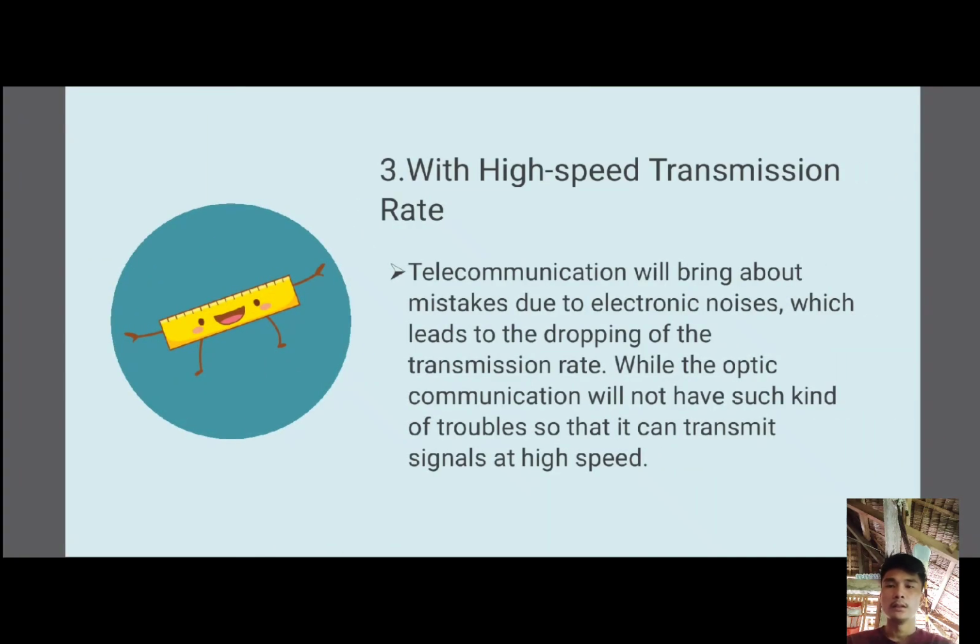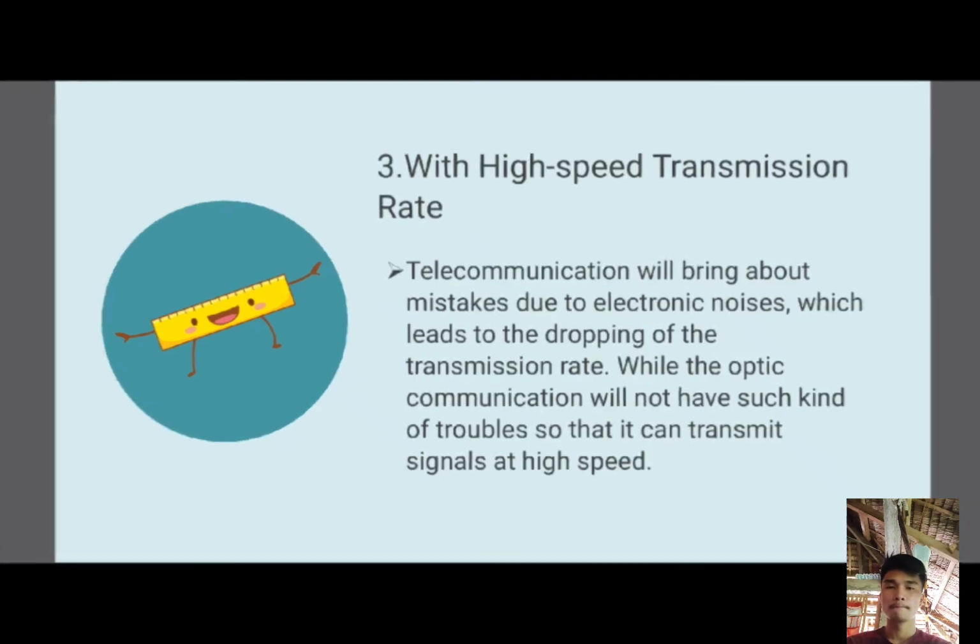Next is the high speed transmission rate. Telecommunication will bring about mistakes due to electronic noise, which leads to a dropping of the transmission rate, while optical communication will not have such trouble, so it can transmit signals at high speed.